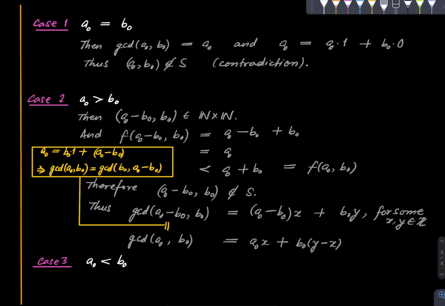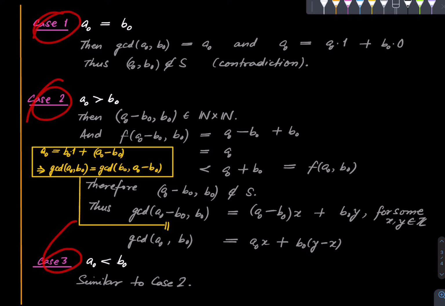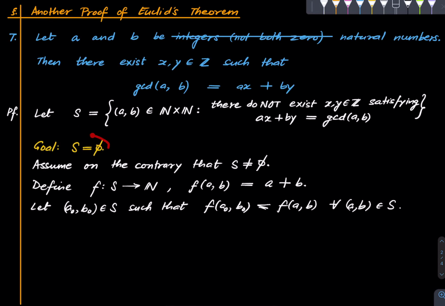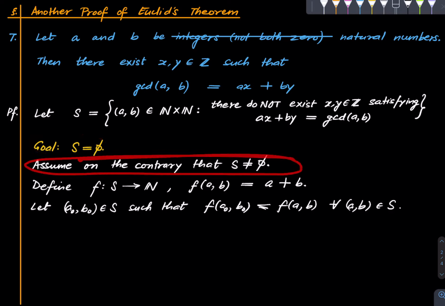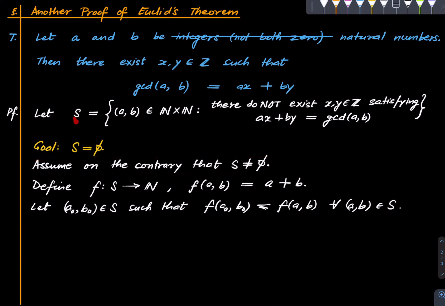This is also not possible, and case 3 is similar to case 2. So that I leave for you to fill in. And therefore none of these cases are possible, and that's a contradiction because at least one of these three cases must hold. So we come to the conclusion that this assumption that S is non-empty must be false, therefore S is empty, and hence Euclid's theorem has been proven for a and b natural numbers. You can extend this proof to include negative integers also.